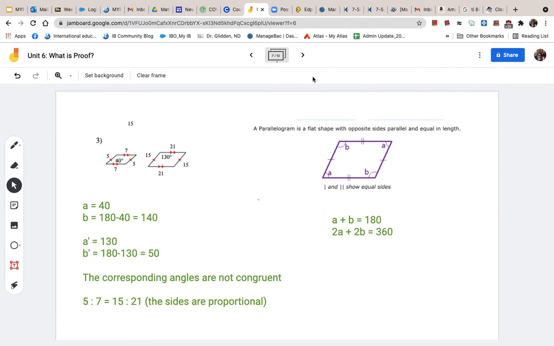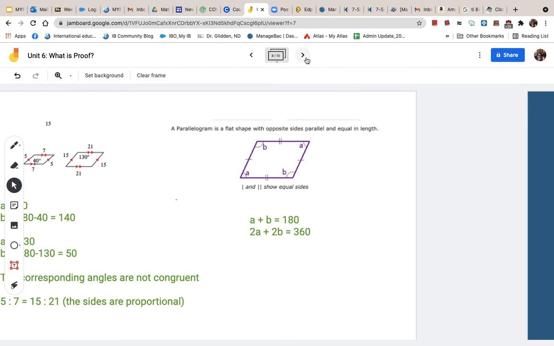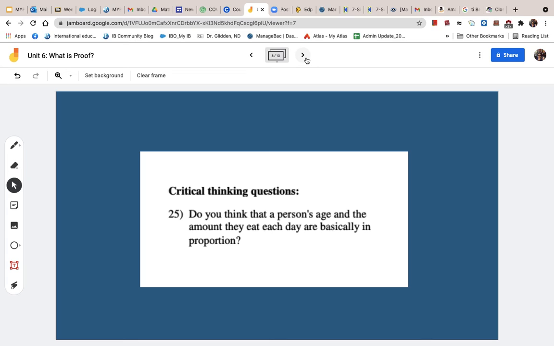Okay, so if this is clear, let's move on to the next part of the lesson. All right, here is a critical thinking question for you. Since we've learned about proportions and also similar polygons here, I want you to think about this question which you might see in daily life. Do you think that a person's age and the amount they eat every day are basically in proportion?